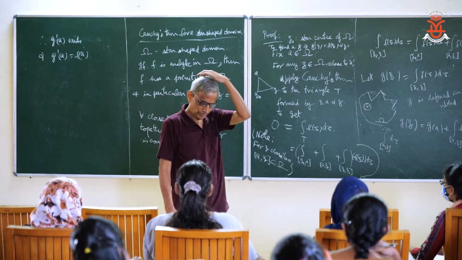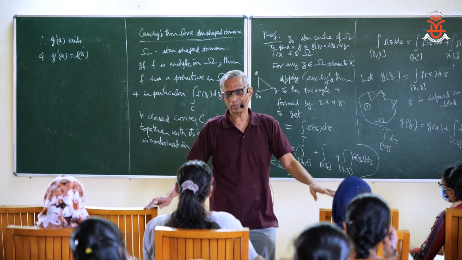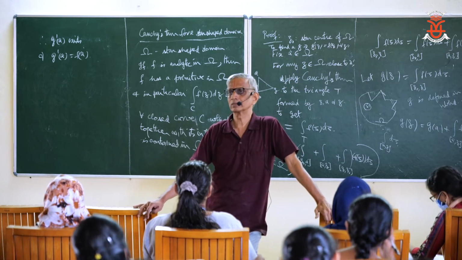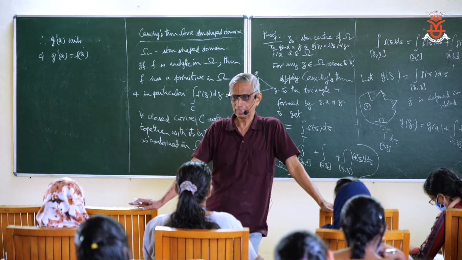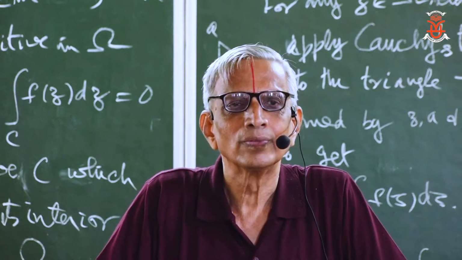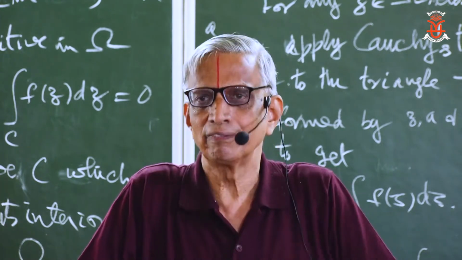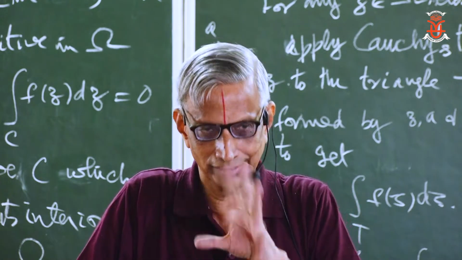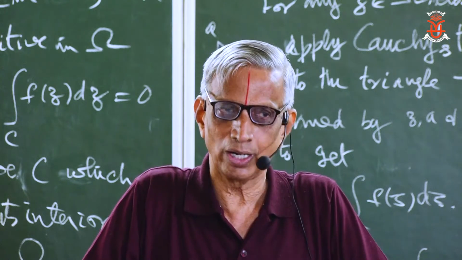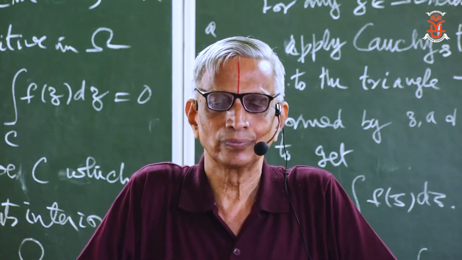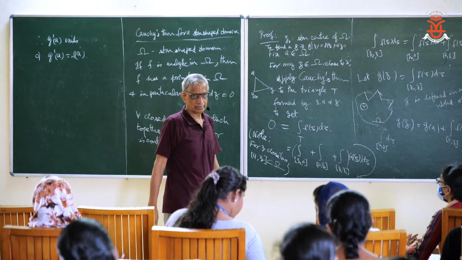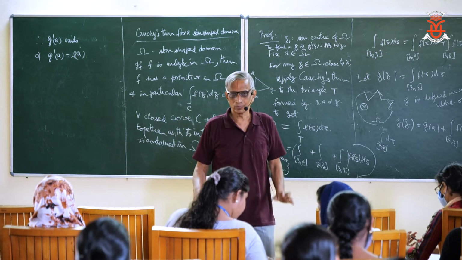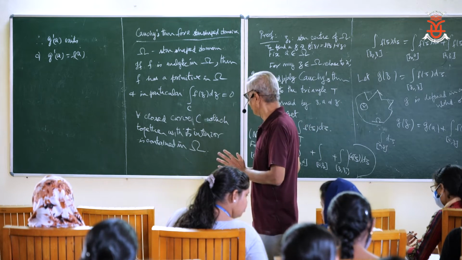So Cauchy's theorem for convex domains, or more generally star-shaped domains, is an easy consequence of Cauchy's theorem for triangles. So in particular, we have Cauchy's theorem for disks. Disks are convex sets. So Cauchy's theorem holds for convex sets. So in particular, you have Cauchy's theorem for disks.